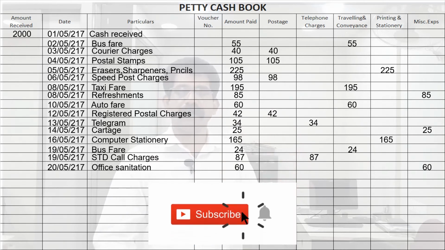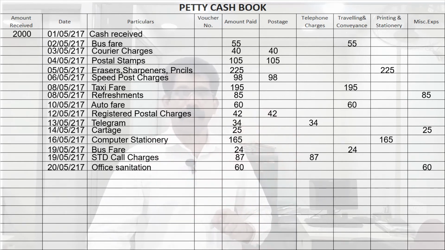Next 22nd, refreshment rupees 45. We have no separate column, so record rupees 45 under miscellaneous expense column. 22nd May, refreshment 45 rupees under miscellaneous expense column. Take the total to the total amount paid column.